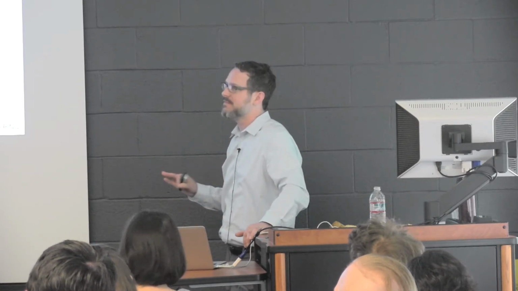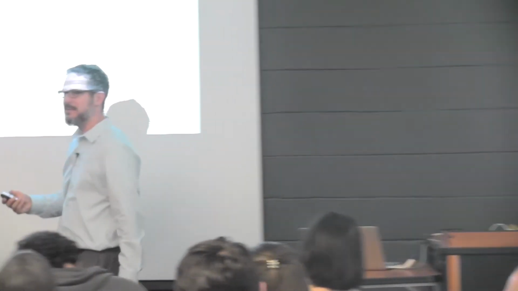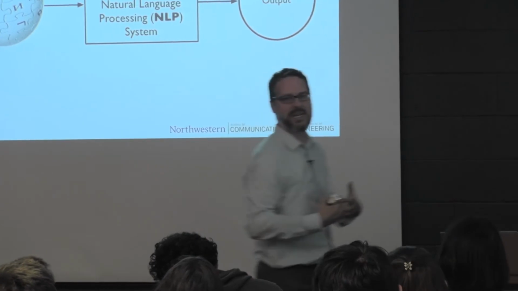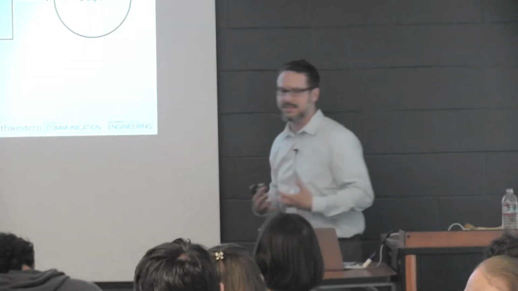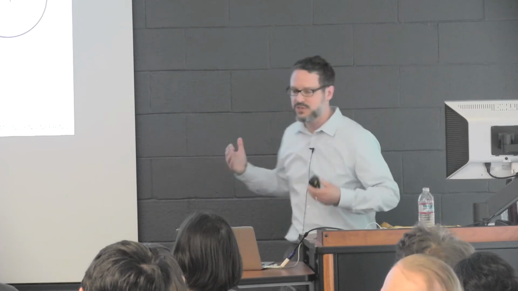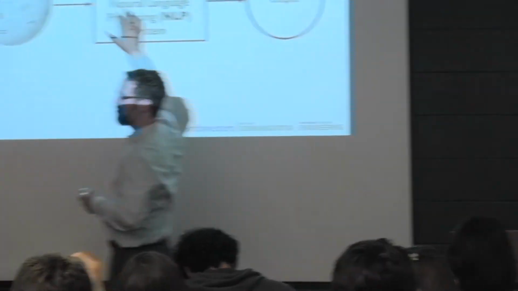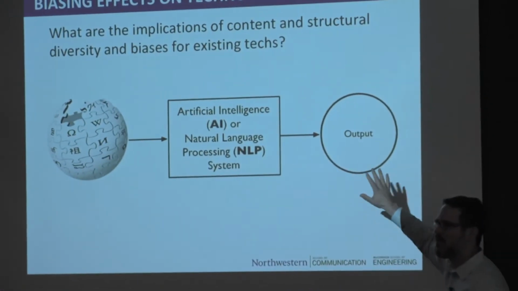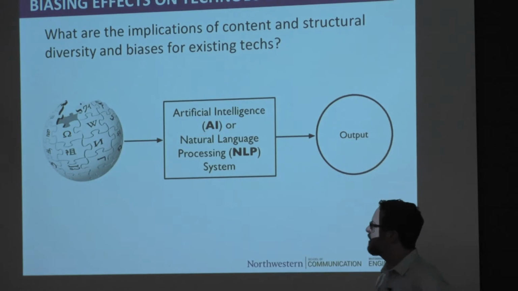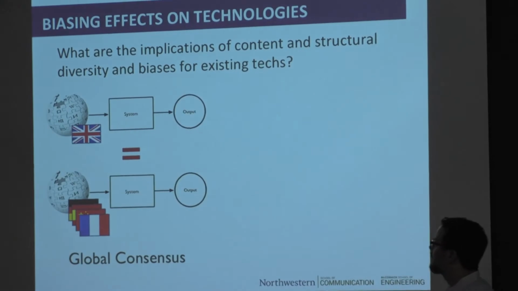So at this point, I want to shift gears a little bit and talk about some of the effects that these biases have on end-user technologies. You recall when I first started talking, I mentioned that we have these studies of Wikipedia data, but we also use a lot of these data in AI and natural language processing systems. So the question we set out to ask here is, what are the implications of content and structural diversity and biases for existing technologies? They take Wikipedia data structures, they process them, and they produce some output. And what we want to know is if we're altering the data that's going into these, and we're controlling for the algorithm, it's the same algorithm, are we going to get different outputs on the end?